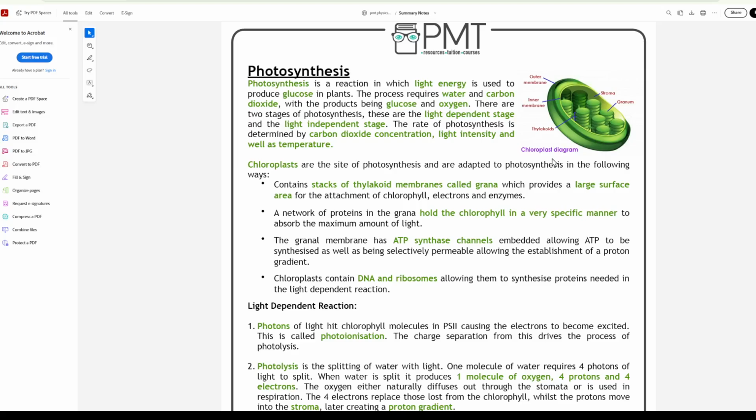So, of course, the equation there would be H2O plus CO2, with light, produces C6H6O6 plus O2. There are two stages of photosynthesis: the light-dependent stage and the light-independent stage. The rate of photosynthesis is determined by carbon dioxide concentration, light intensity, as well as temperature.